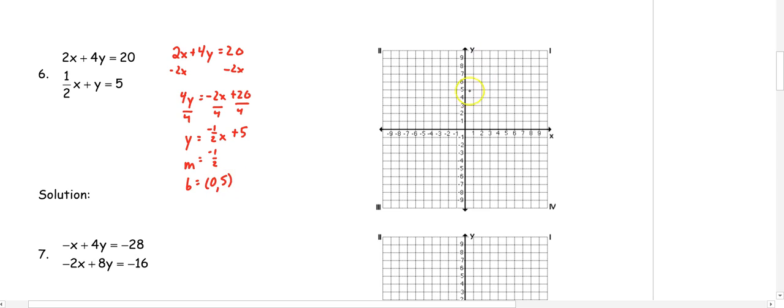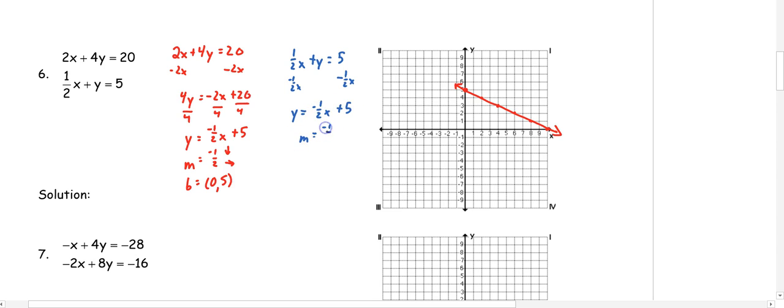So I'm going to go to 5 on the y-axis, and then I'm going to use my slope down 1, right 2. I'm going to go down 1, right 2, all the way across the graph, and connect my line. And then my second equation, I have 1/2 x plus y equals 5. So I need to subtract the 1/2 x from both sides. y equals -1/2 x plus 5.